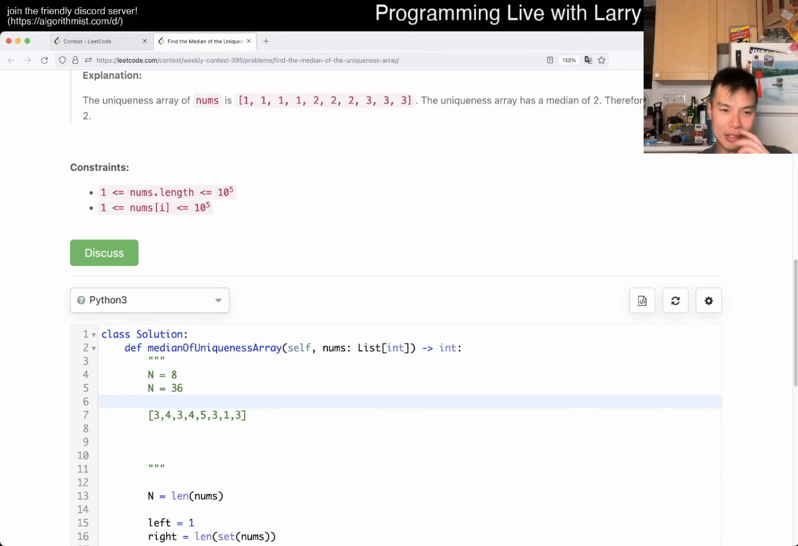Oh, sorry. This is not n. This is n choose 2. And so there are 36 numbers in the uniqueness array. So that means that you're trying to find the median. And what does the median mean? Median means the number in the middle. But another way to say it is that the median is the number that is greater than or equal to 18 numbers, which is maybe 17 actually in this case, because you round down.